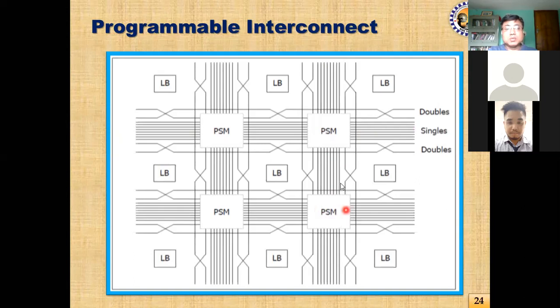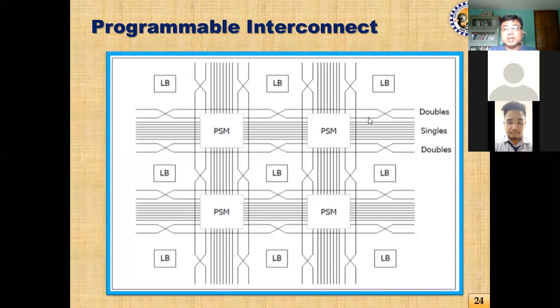For example, this wire, you can connect to this wire. You can connect to this wire. Understand? Again I'm taking this wire. This wire can be connected to this wire through this PSM. I will show you how it can be done in the next slide. And there are certain doubles, as you can see.